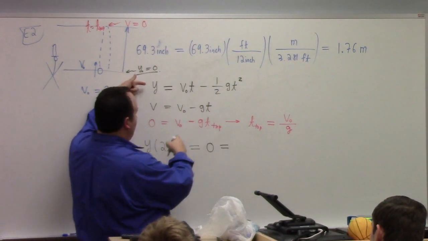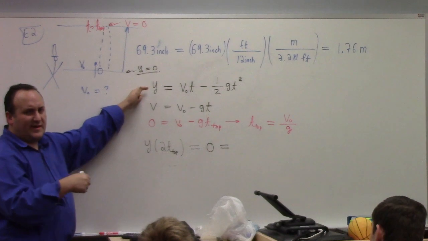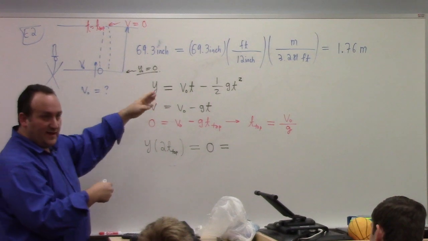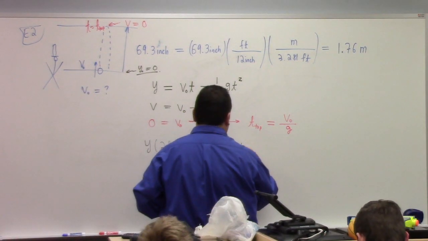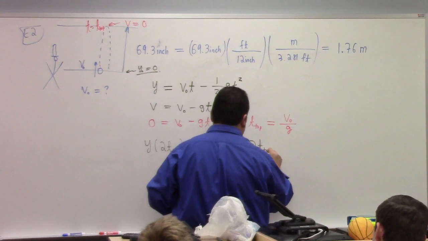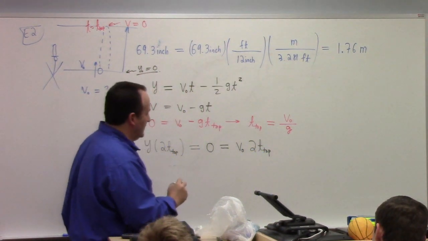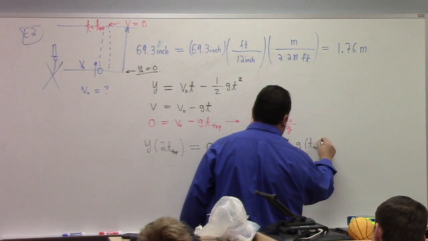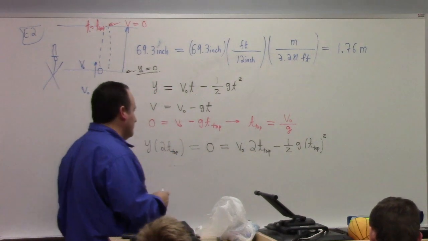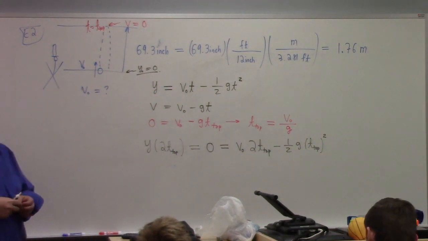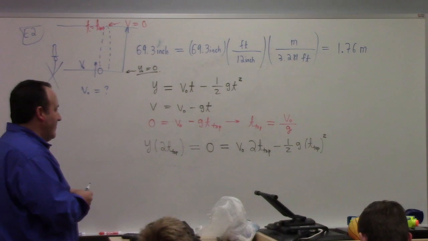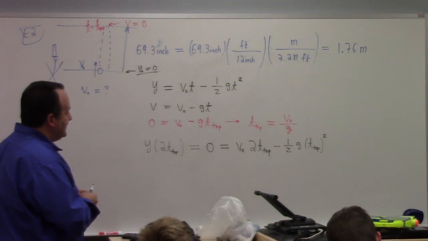But in terms of the kinematic formula right here, this is called kinematics, by the way, which is just fancy speak for study of motion. So v naught Ttop, right? Not Ttop, but twice Ttop, minus 1/2 g Ttop squared. I'm starting to regret calling it Ttop, but I can't stop. Ttop, Ttop, Ttop. Now what?